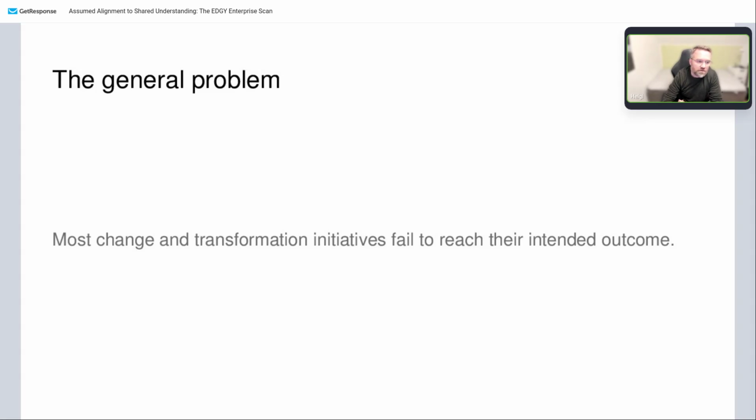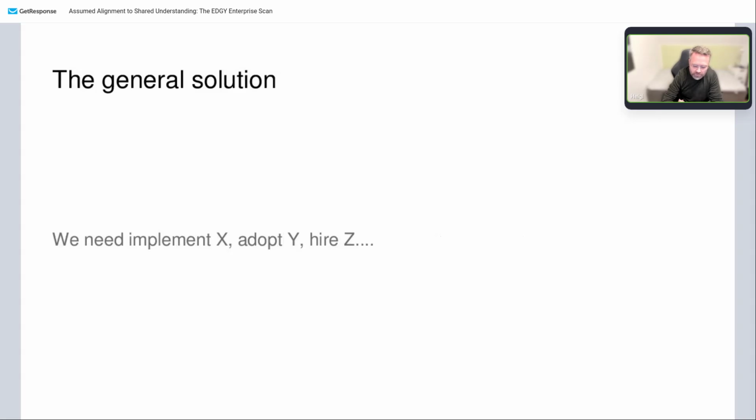But if you look at the general solution that we have, it tends to be: we need to implement X, or we need to adopt Y, or we just need to hire a Z. It's very often that we get these quick fix solutions that someone comes back from a conference with. I met this guy, and he presented me with this system. They have the same problem. They implemented this system, and everything was awesome after that. And generally, it sounds like that, but it's not really that simple.